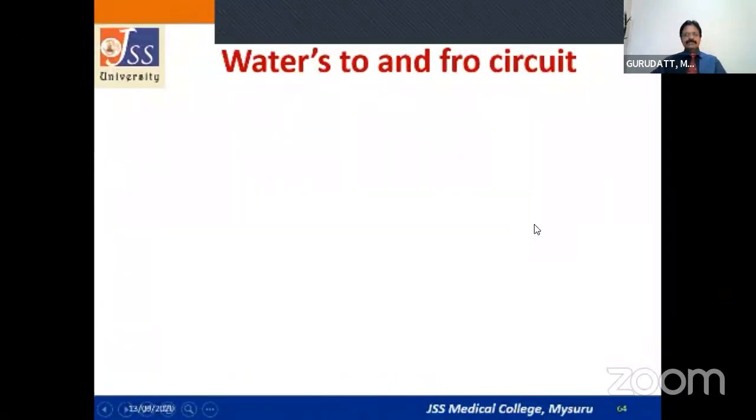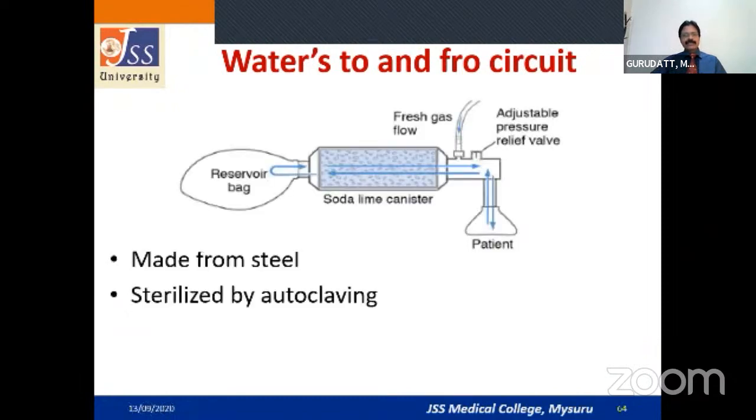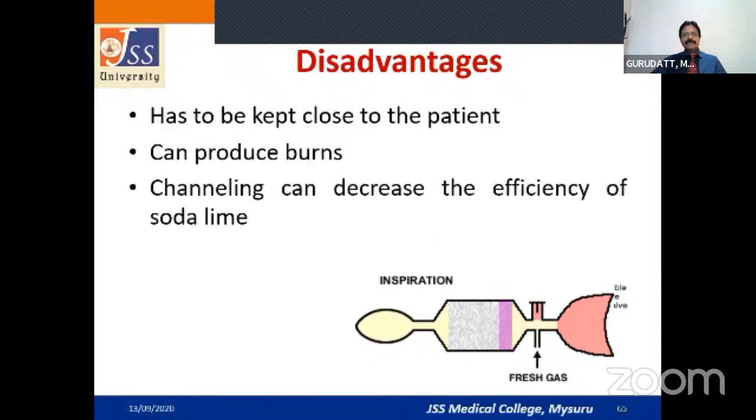So coming to Waters to and fro circuit, already I have told you about this circuit, and the advantage being it's made of steel and could be sterilized by autoclaving. But there are a lot of disadvantages why it did not become popular. It has to be kept very close to the patient, and also the heat generated will heat up the canister and it can even produce burns to the patient. And then, the channeling can decrease the efficiency of soda lime.